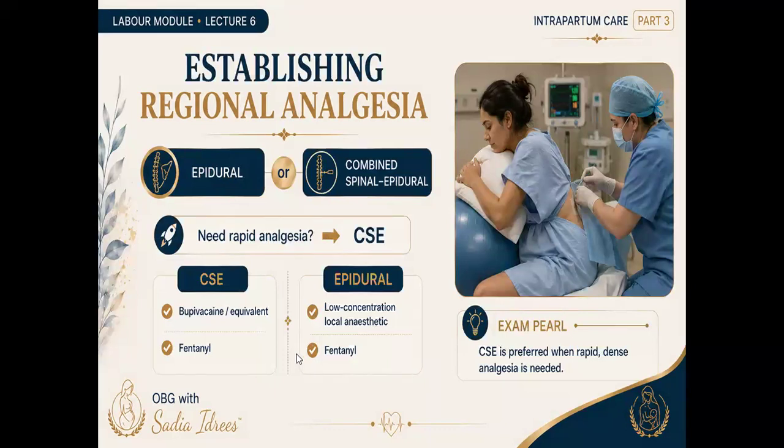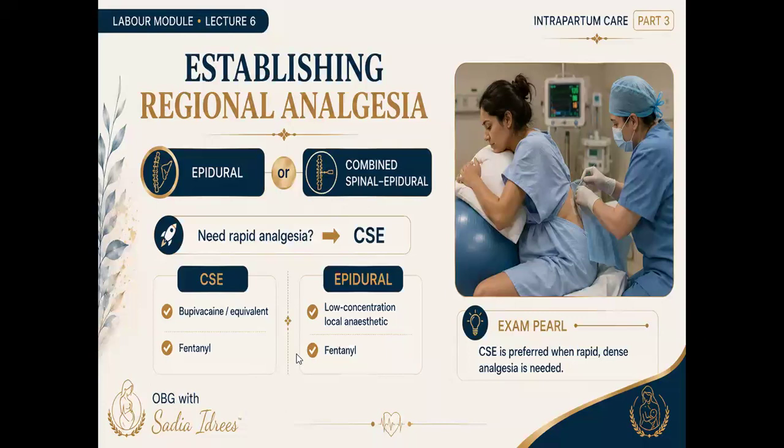Now let's look at how regional analgesia can actually be established. Broadly, we can use an epidural or a combined spinal epidural, which we commonly abbreviate as CSE. So how do we choose? A useful clinical distinction is the speed of analgesia required. If rapid analgesia is required, a combined spinal epidural can be used. Why does it work quickly? Because the spinal component provides a rapid onset, while the epidural catheter allows ongoing analgesia to be maintained.